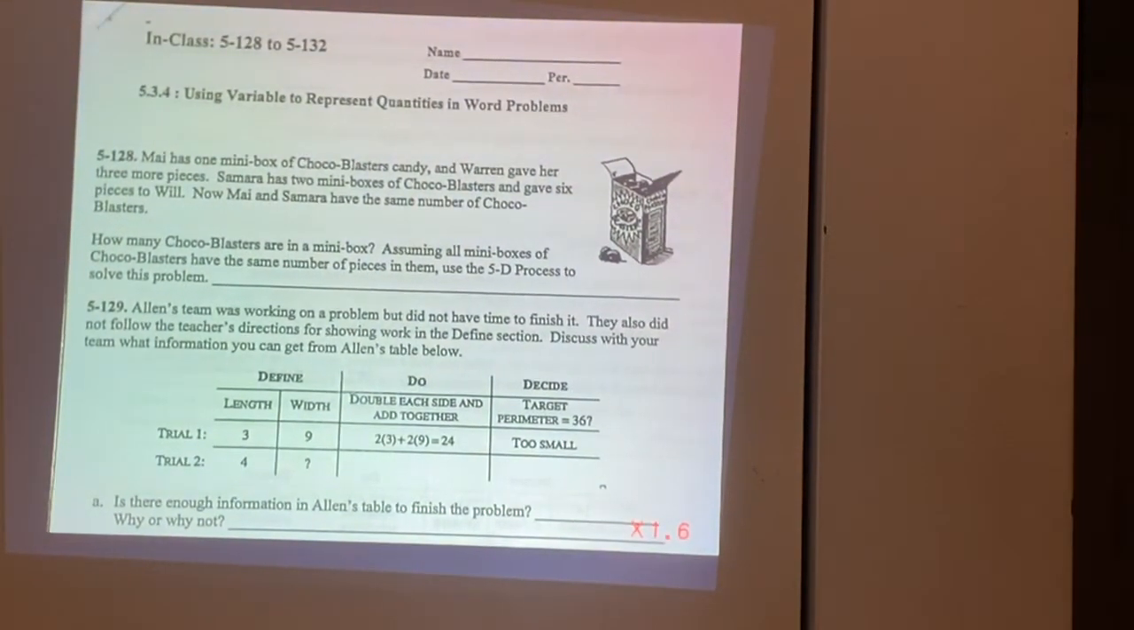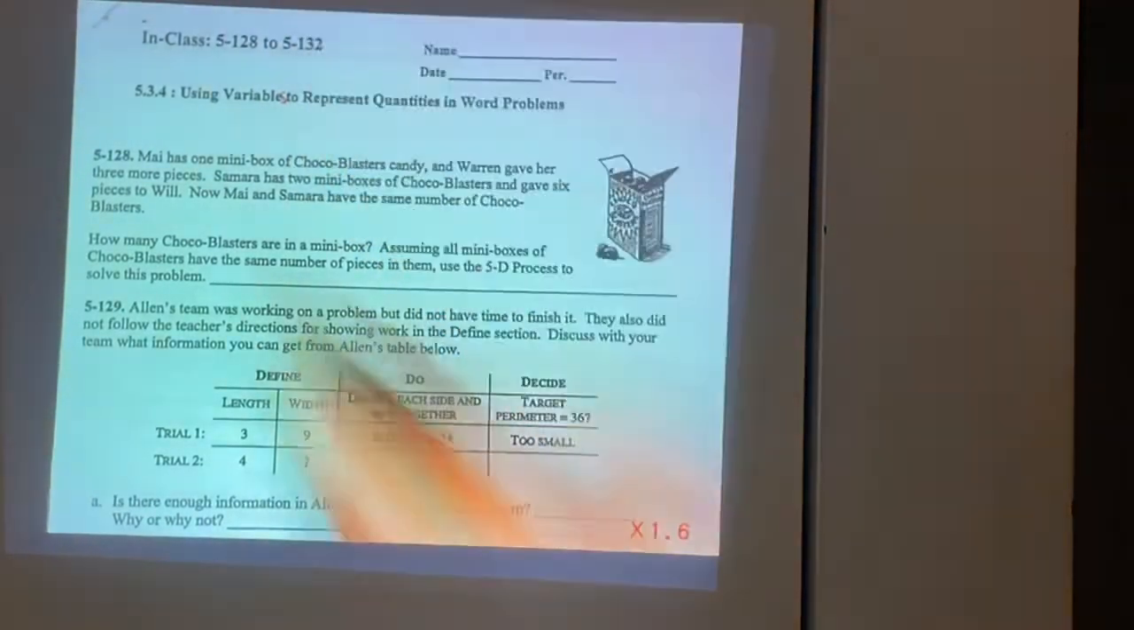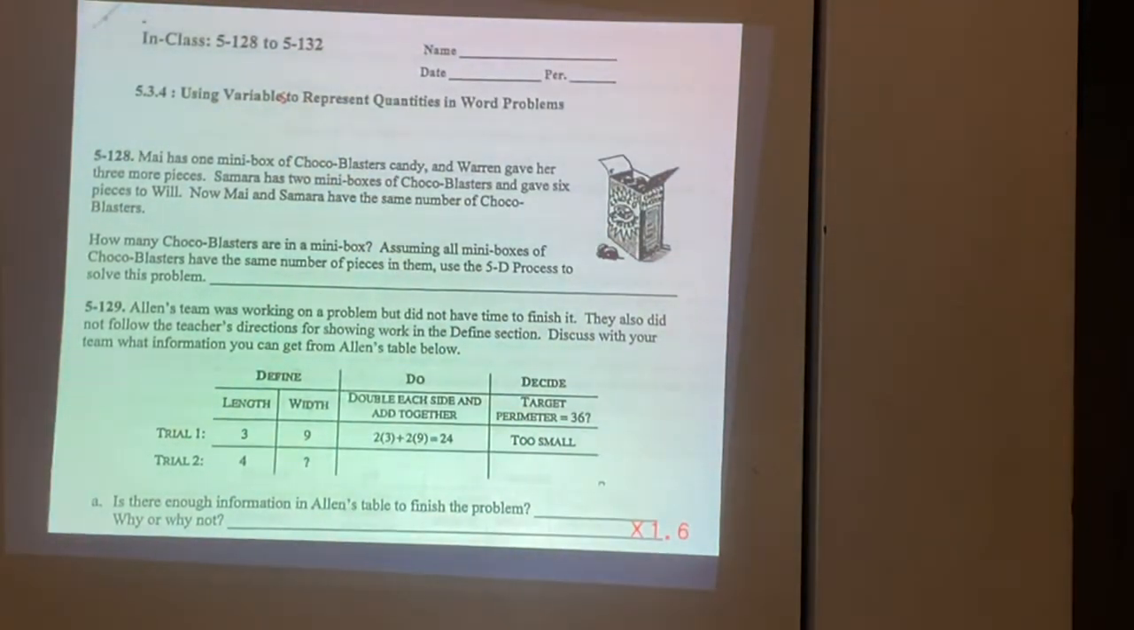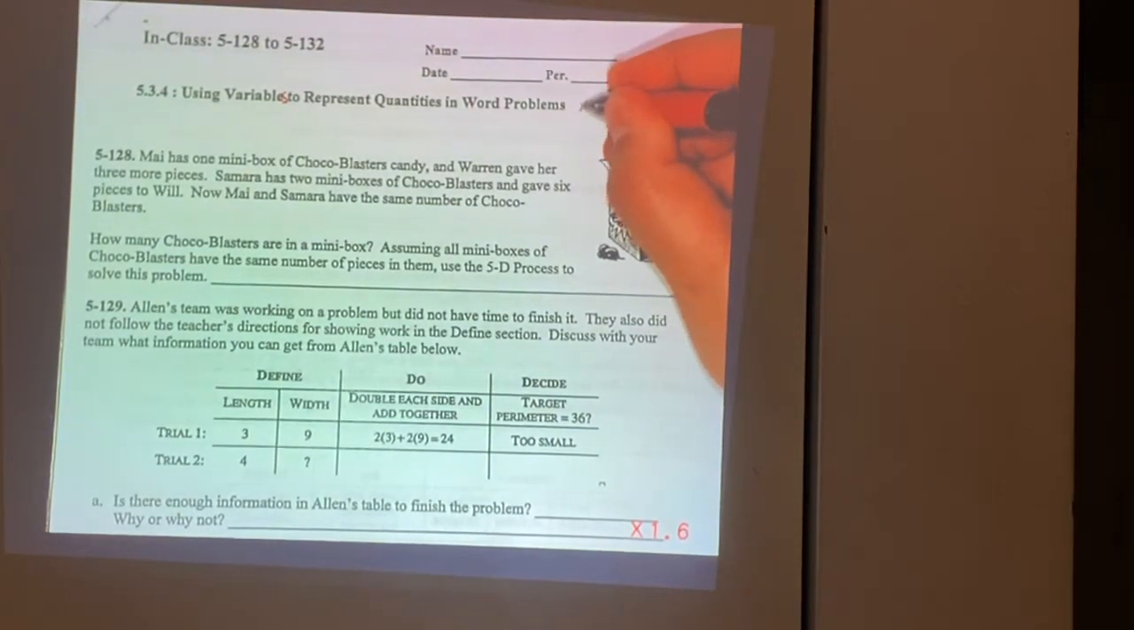In class, 5-128 to 5-132, lesson 5-34, using variables to represent quantities in word problems. Question 128. Mai has one mini box of Cocoa Blasters candy, and Warren gave her 3 more pieces. So she's got a box plus 3.